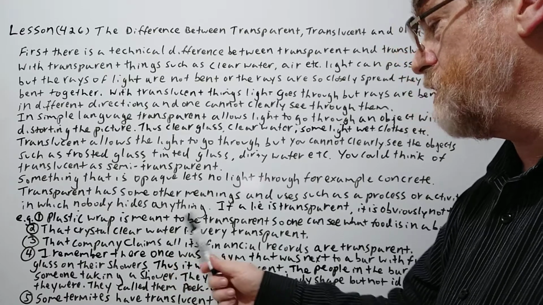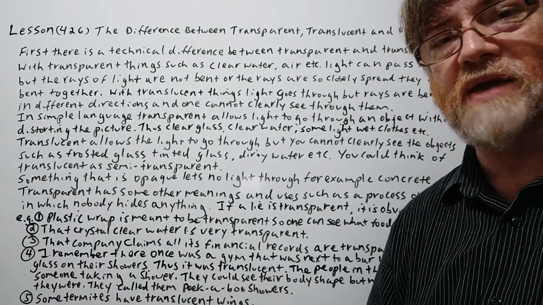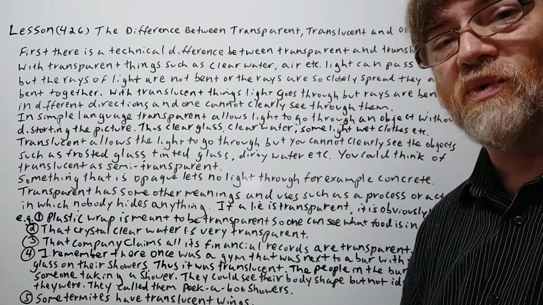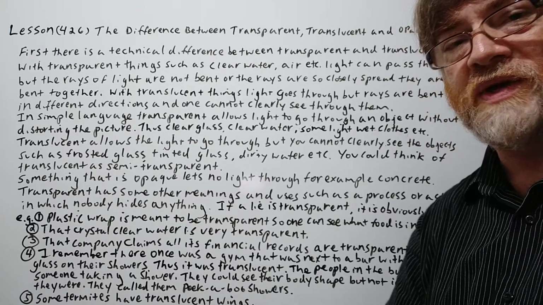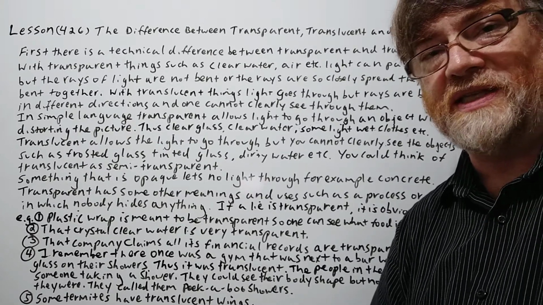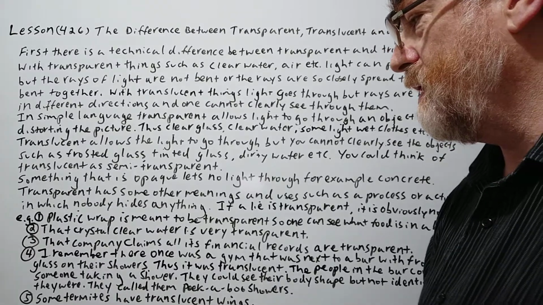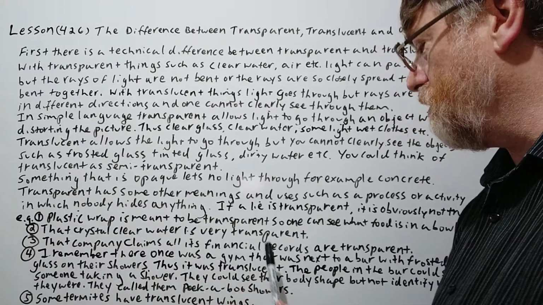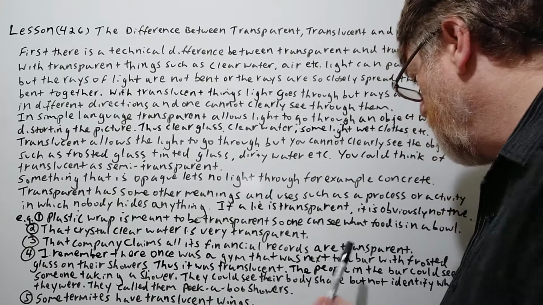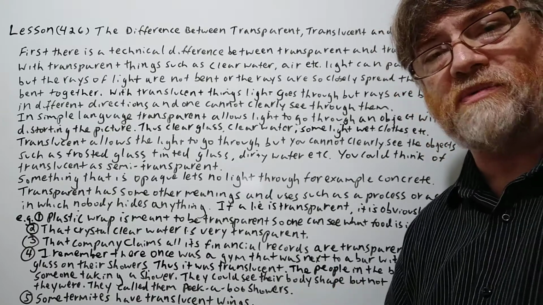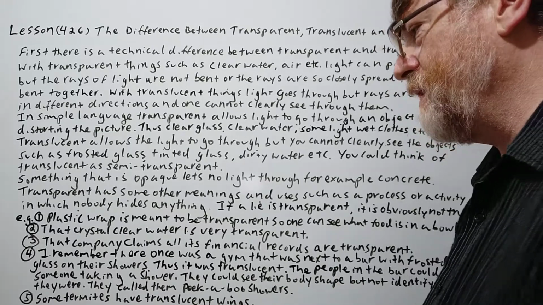Number 2, that crystal clear water is very transparent. If you go to a beach and they have very clean water, you can see right through it. You can see whatever is there, the sand or your own feet or whatever. It's very clear. Number 3, that company claims all its financial records are transparent. This is another way that we say you're not hiding anything.